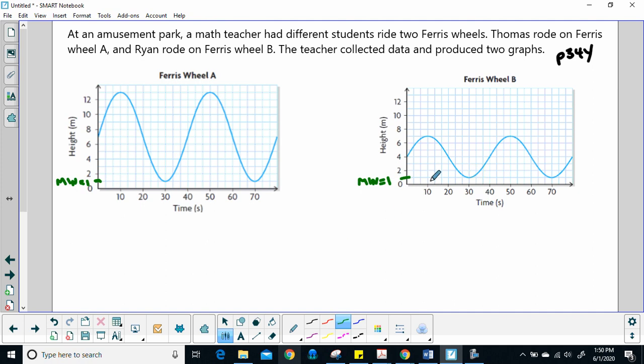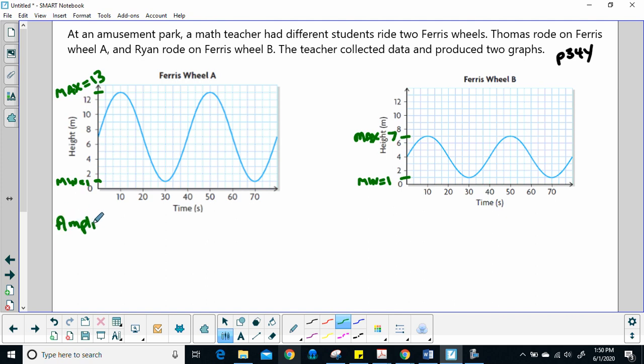How about our maximum? Let's see here. Our maximum seems to be at 7 for this one. So that's our max. How about over here? Oh, this one's much taller. So the max is up at, I would read that at 13. So they definitely have 2 different values for maximum, which means our amplitudes are going to be different.